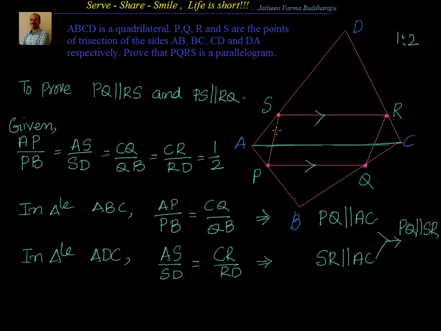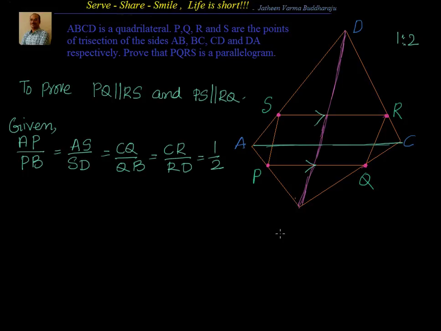Now the only thing left is I have to prove PS parallel to RQ. For that what we will do? We will consider the next two triangles. For that I have to prove PS parallel to BD. I have to join BD first. Then I will prove PS parallel to BD and also RQ parallel to BD. Then I can say PS parallel to RQ, because we know AS by SD is equal to AP by PB equal to 1 by 2. So we can leverage that. So let's do that now.